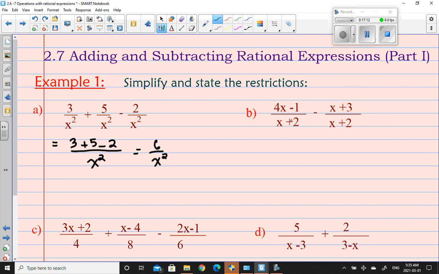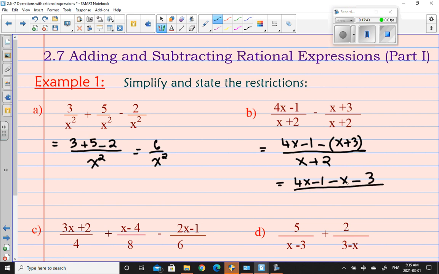Now, part B, you have 4x minus 1 divided by x plus 2 minus x plus 3 divided by x plus 2. Again, there's a common denominator there, which is x plus 2. So you just add the numerators. So 4x minus 1, but in this case minus. Since you're subtracting an expression, remember to put that in brackets so you don't make mistakes with the sign. So when you open the brackets, you get 4x minus 1 minus x minus 3 divided by x plus 2. So the tricky part over here was remembering to put this in brackets when you subtract.